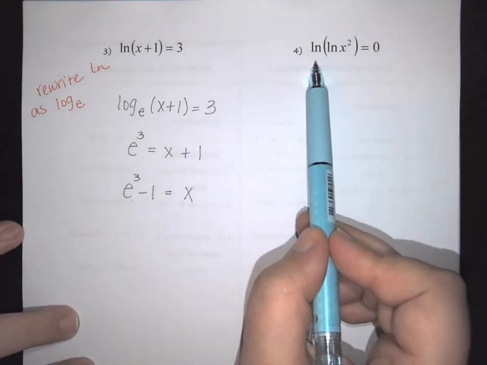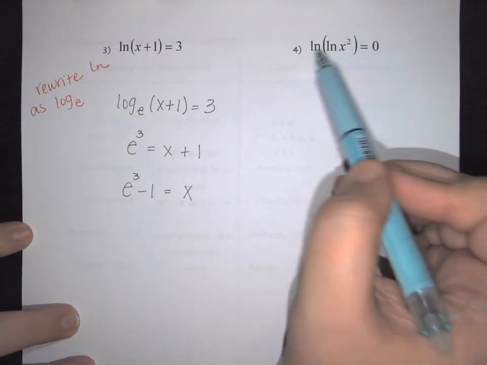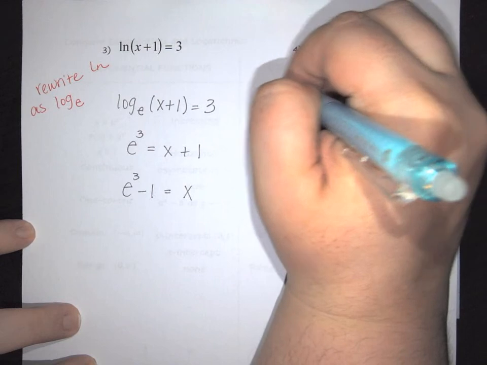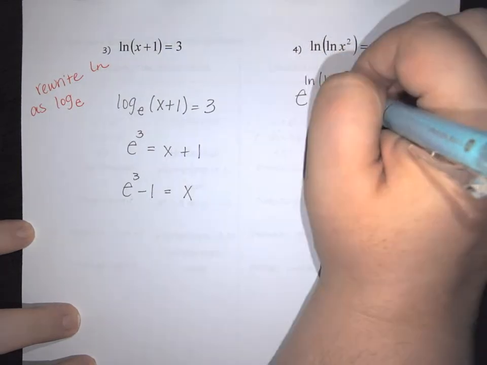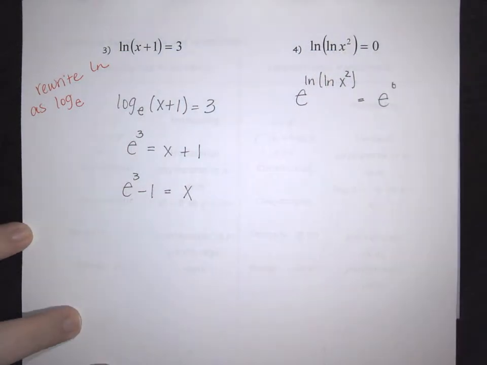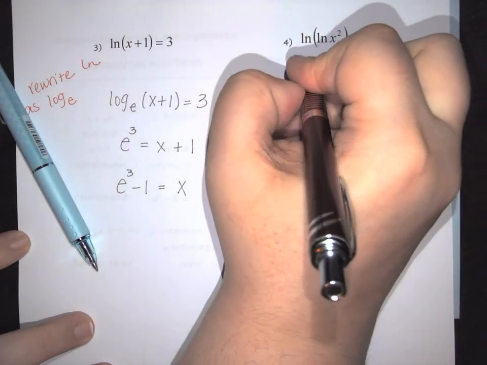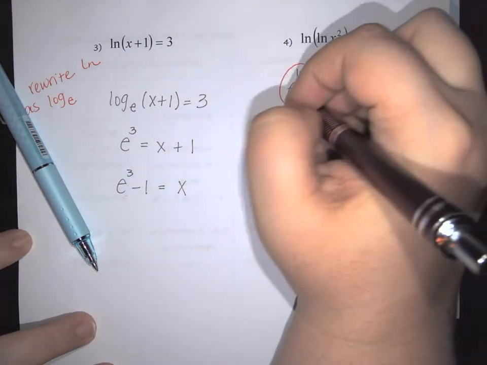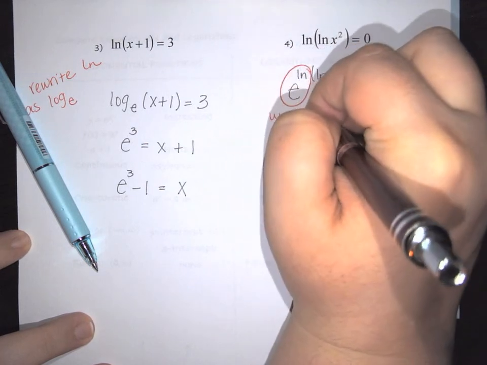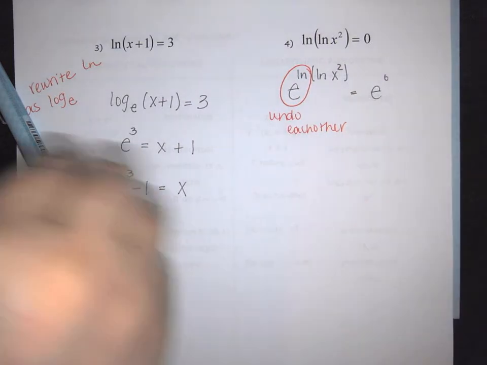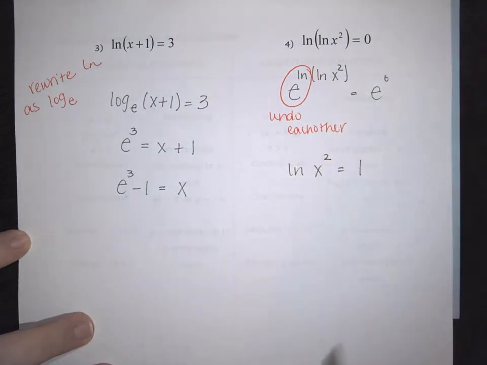Now with this one over here, we're going to use the rule where we raise each side to e. So this becomes e to the natural log of x squared is equal to e to the 0. When we evaluate, this part right here is going to undo each other. And so what we're left with is the natural log of x squared is equal to 1.